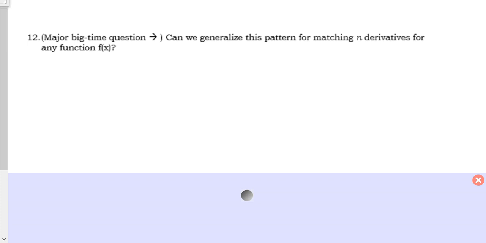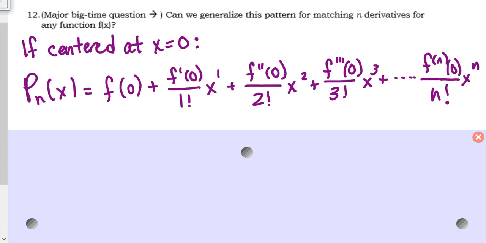Okay. Can we generalize the pattern that we just saw in the cosine function, the pattern that we just saw in e to the x? Can we generalize this pattern for matching however many derivatives we want with any function that's centered at 0? I really want you to try this. See if you can write it generically. Pause. It's time to pause. Try it. Okay, so I hope you got this. That would be so amazing.